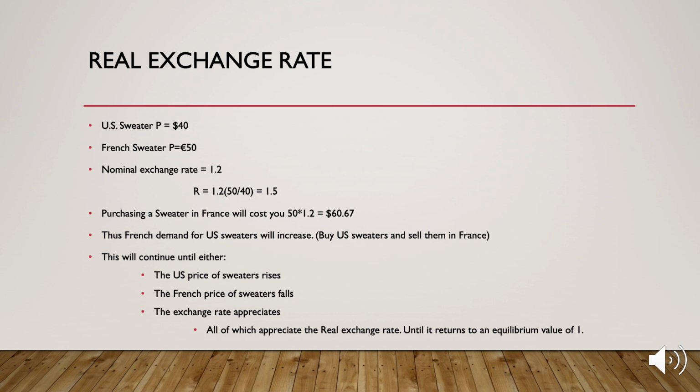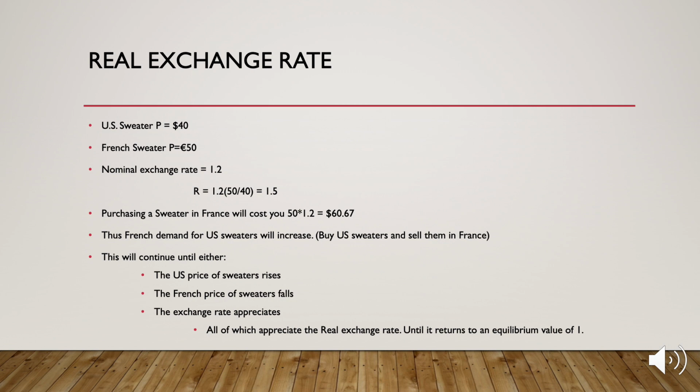Oftentimes, when we're analyzing short-run dynamics, we tend to fix price levels and allow things like exchange rates and interest rates to vary because, of course, the market for sweaters is huge and foreign demand won't necessarily comprise a large enough impact to change those prices. But the exchange rate can be quite volatile and respond very quickly to undulations of supply and demand.